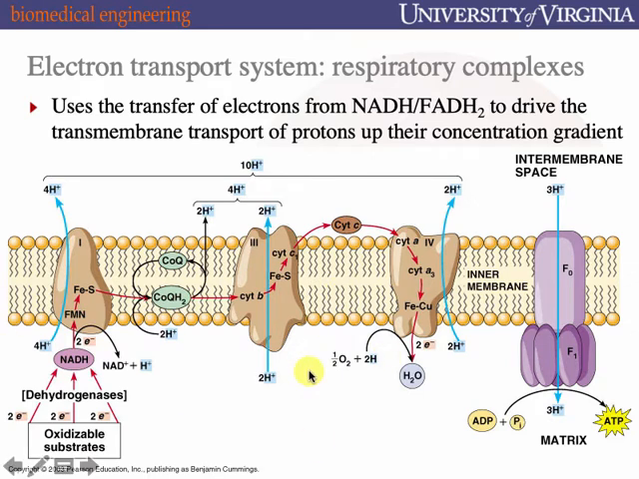I said this once before, but I'll say it again. At the very end of this electron transport, the final electron acceptor is oxygen. That's the O2 need, right? Oxygen gets reduced into water, and that's the final fate of all of those electrons from oxidative phosphorylation.